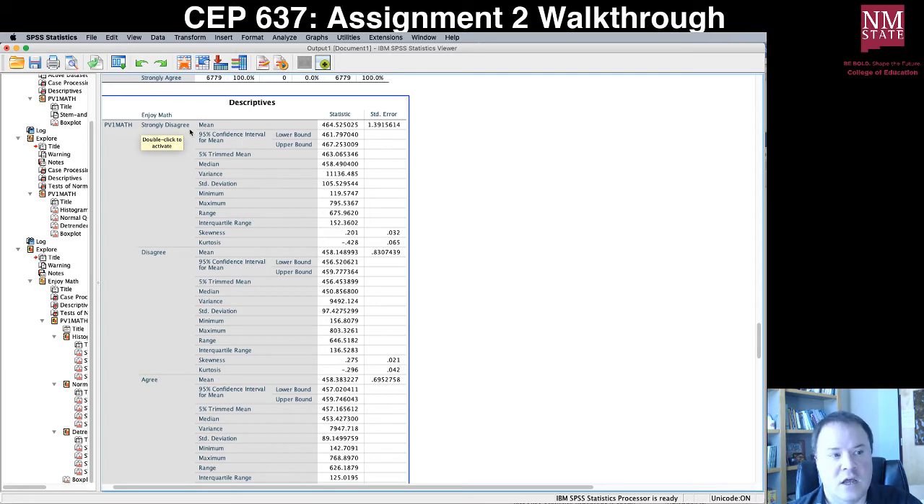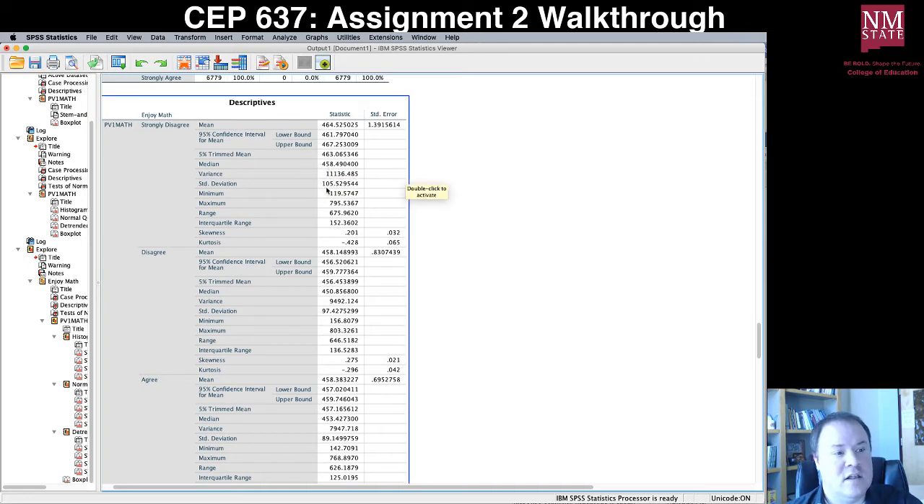do not enjoy math. Mean of 464, median of 458. So this is going to be a little bit more skewed than what we saw in the overall data set, which could help us start to make claims about whether or not students who enjoy math at different levels have different math scores, because this group is going to be more concentrated on the low end if it's skewed to the right, unless it is due to a specific outlier.